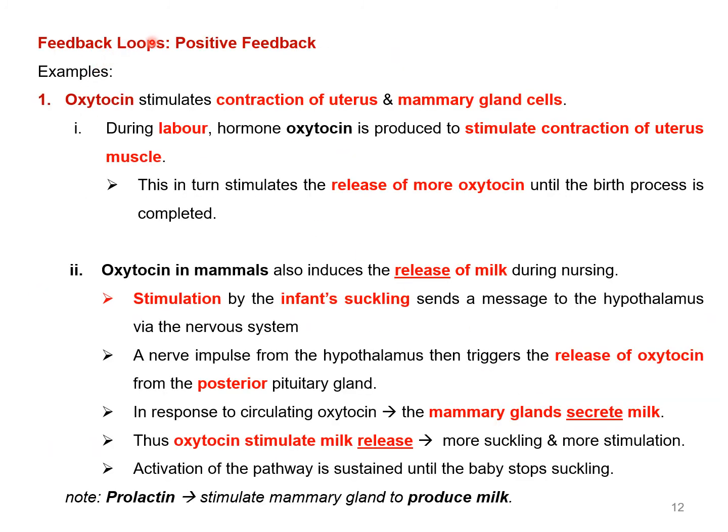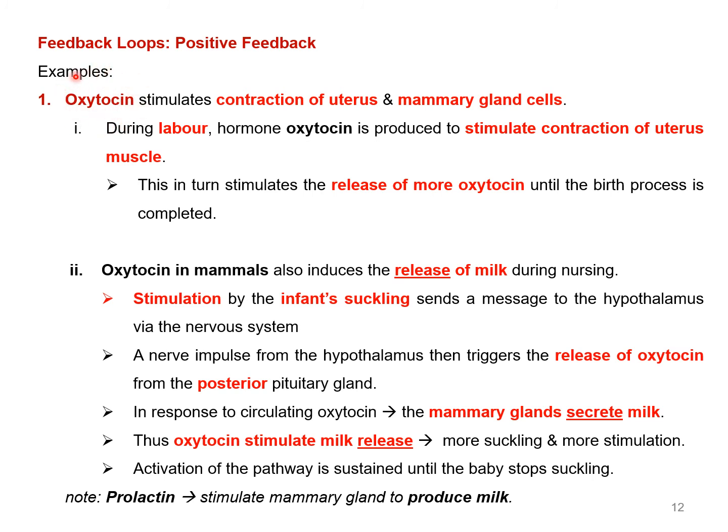Okay, so now we are going to look at examples of positive feedback. A common example of positive feedback in the human body is usually to complete a certain process. For example, yang kita akan tengok ni ada 3 lah. So one involves the hormone oxytocin.